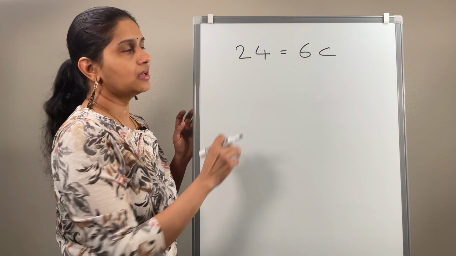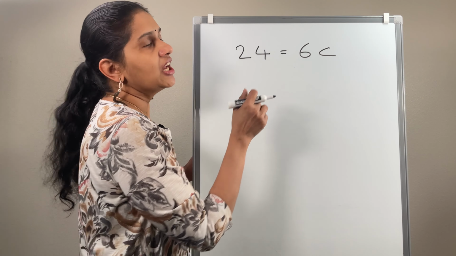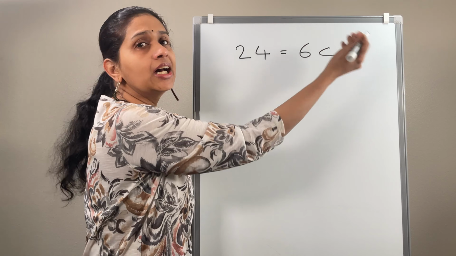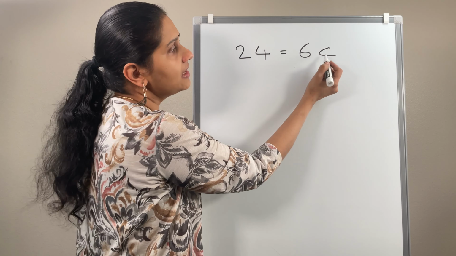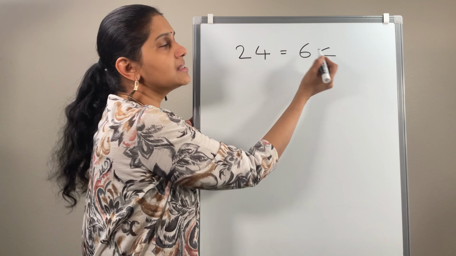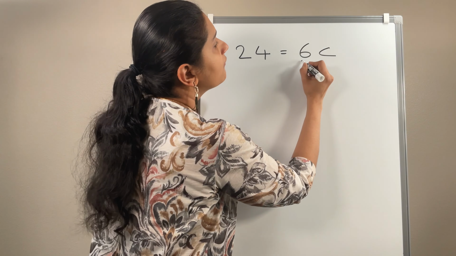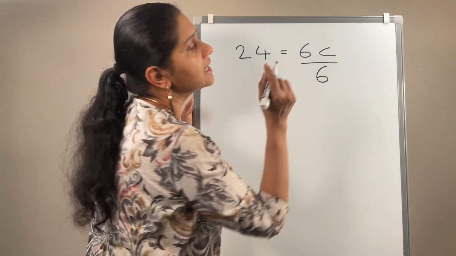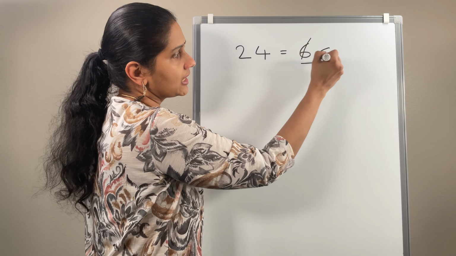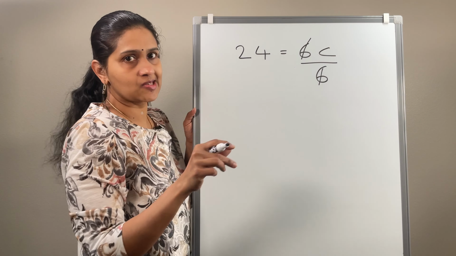Consider the example 24 = 6c. Here you can see the variable is on the right side, the other side, and the number associated with the variable is 6. So, in order to isolate this variable c, you have to divide this by 6, so that the 6 will get cancelled out and the c will get isolated.